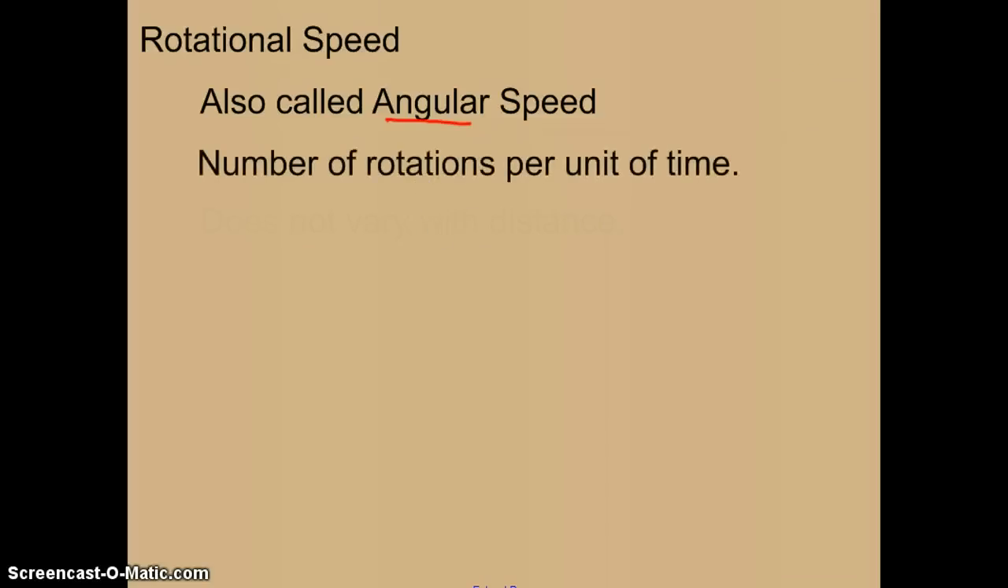The other type of speed that we concern ourselves with is called rotational speed. It is also called angular speed. It is the number of rotations per unit of time. We know it as RPMs. That's how we use it in our world. RPMs. It's rounds per minute or rotations per minute. It does not vary with distance.